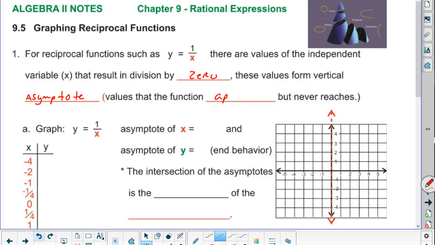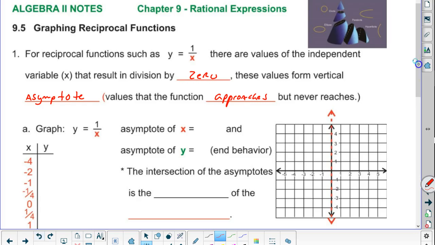Values that the function approaches but never reaches, right? The asymptote is that imaginary line. It's imaginary, but it's that imaginary line where the function keeps getting closer and closer and closer, but never gets there unless you want to go all the way to infinity, and then it would get there.